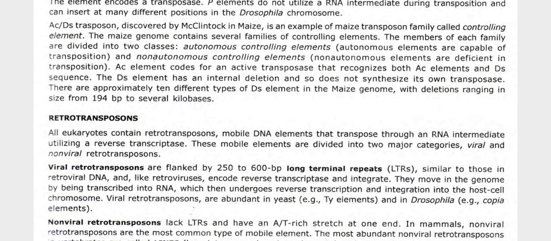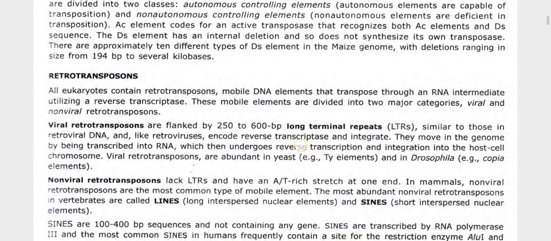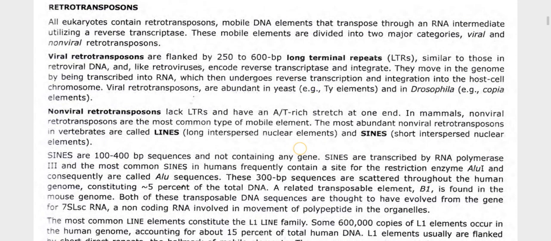There are approximately 10 different types of DS element in the maize genome, with the deletions ranging in size from 194 base pairs to several kilobases. Then retrotransposons. All eukaryotes contain retrotransposons, mobile DNA elements that transpose through an RNA intermediate utilizing a reverse transcriptase.